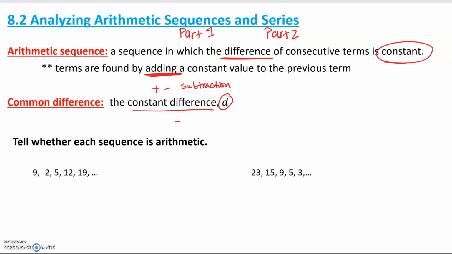So am I adding by 3 each time? Am I subtracting by 2 each time? That would be your difference. So we're going to start writing that as d. Okay, so d equals 3, maybe it equals negative 2, so on.